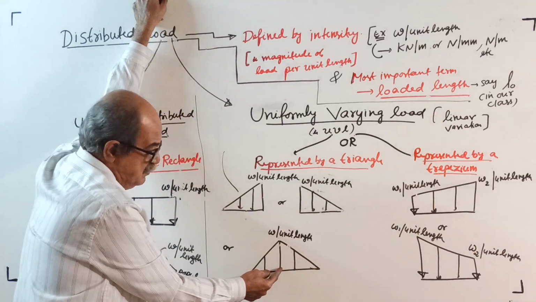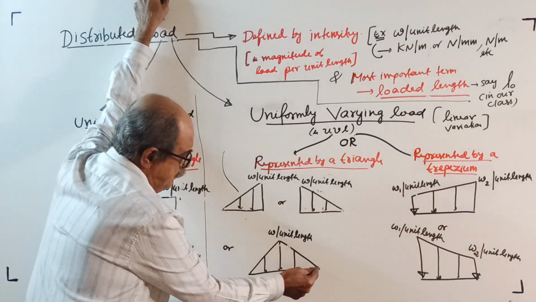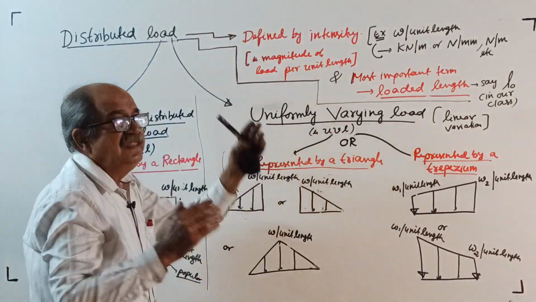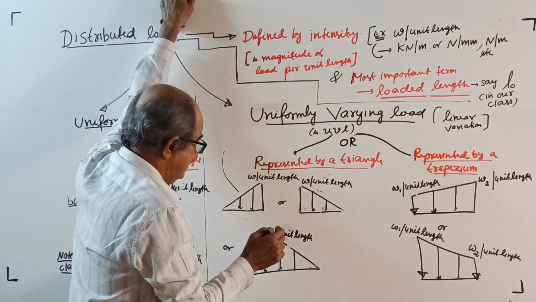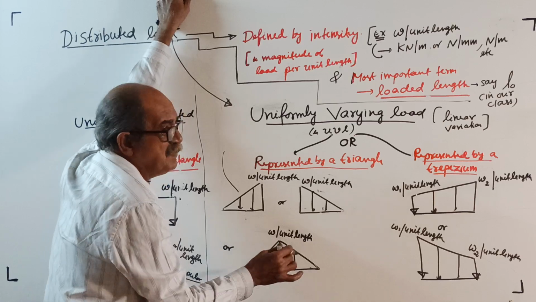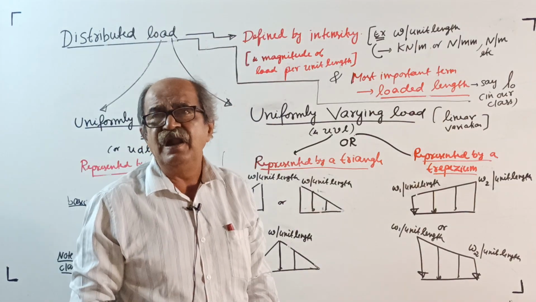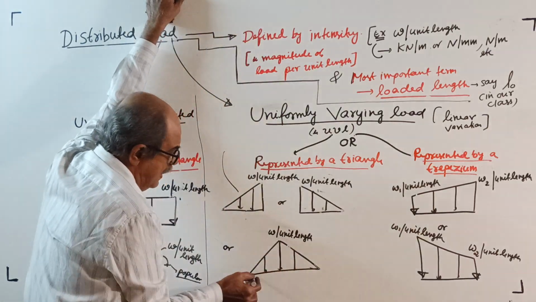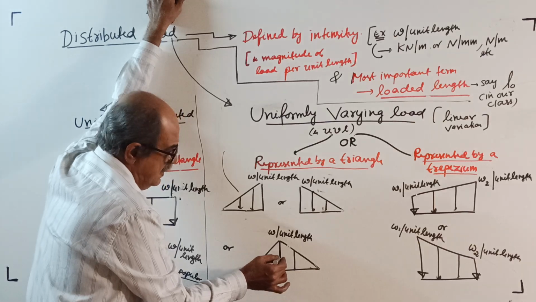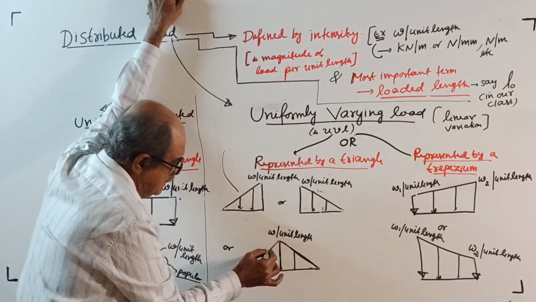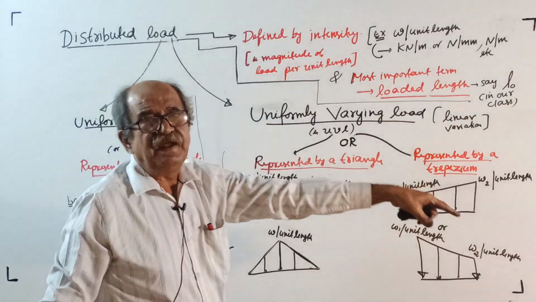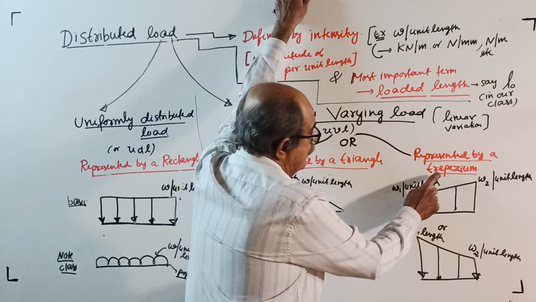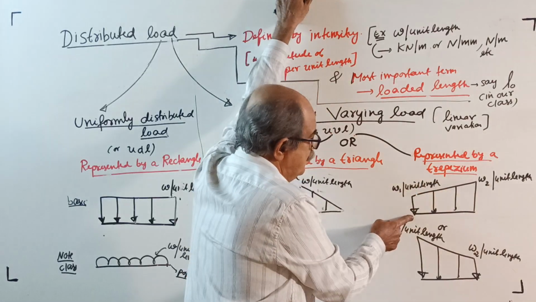Here, both ends 0. This is not center, it can be center. Both ends 0; from both ends as you come inside, it linearly increases and reaches a maximum w somewhere in the member or somewhere along the loaded length. It can be center or somewhere along the loaded length, maximum intensity. From there, both sides linearly decrease. When you reach the extreme end, it is 0.